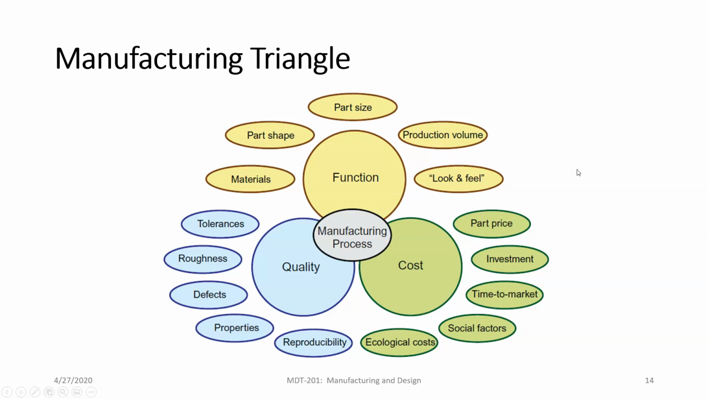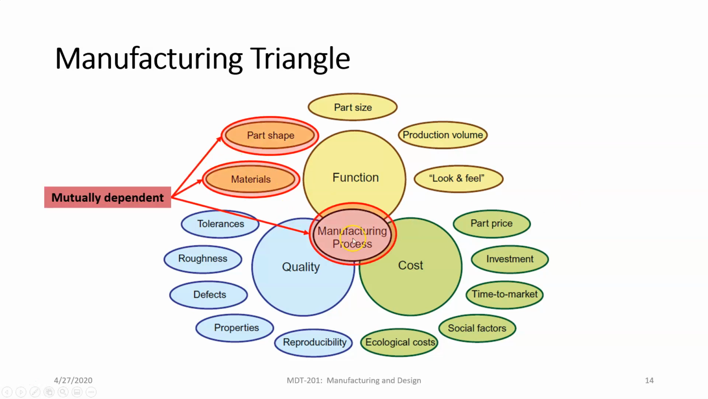All right, so let's go back to our manufacturing triangle. Remember this, the different attributes. We have quality, function, and cost attributes, and then the sub-attributes for each one of these: the function sub-attributes, the cost sub-attributes, and the quality sub-attributes. All of these play a role in helping us to determine the manufacturing process. There are mutual dependencies in a lot of these. For example, part shape and materials are mutually dependent with the manufacturing process. So we have to be mindful that they're woven or linked together.